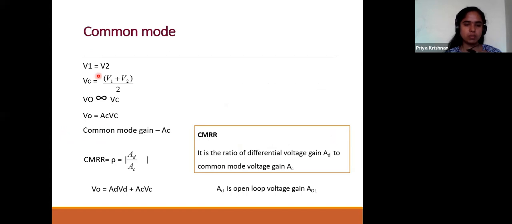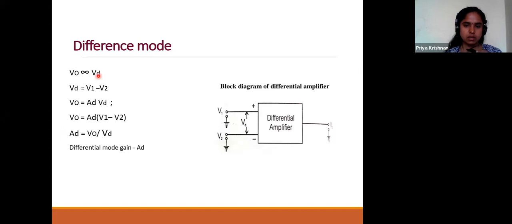In the common mode, I'll go back to the previous slide. In difference mode, we take the difference between these two. In the common mode, we consider these two to be the same. Same in the sense that if V1 is equal to 2 volt, V2 is also equal to 2 volt. If V1 is equal to 5 volt, V2 is also equal to 5 volt. So that is the common mode.